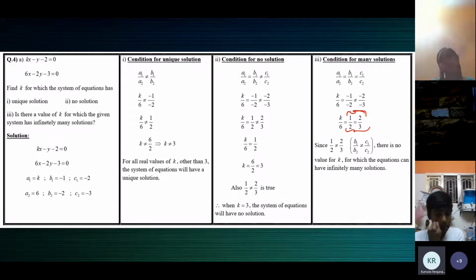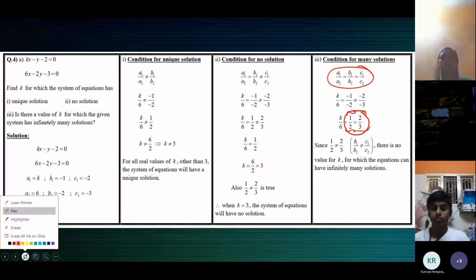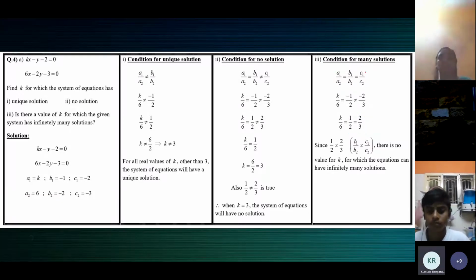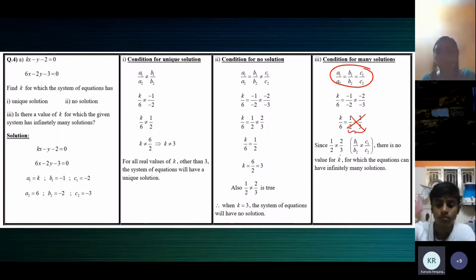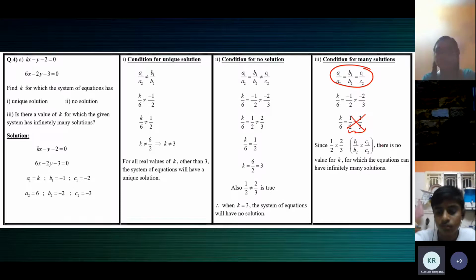Since this is not satisfied, see what should be satisfied? All the three ratios must be equal for many solutions. But we see that these two ratios, half and 2 by 3, are not equal. That means b1 by b2 is not equal to c1 by c2. The condition is not satisfied.